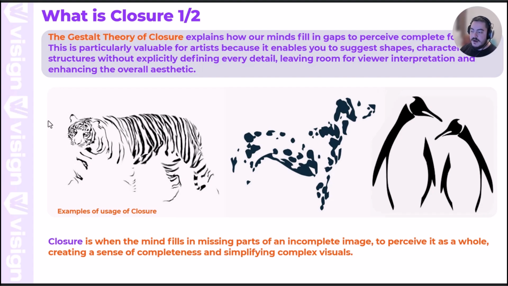Closure is when the mind fills in missing parts of an incomplete image, so as to perceive it as a whole. For short, you look at something and you complete the image, to solve it and make sense of it. That's how our mind works. It looks at the world and asks, where's a missing part? Well, that part is missing. For example, if you're seeing a door without a handle, the concept of closure will apply there too. There's a missing handle. We need to put a handle on it. It creates a sense of completeness and simplifies complex visuals.